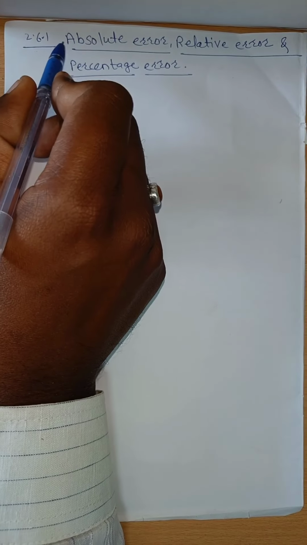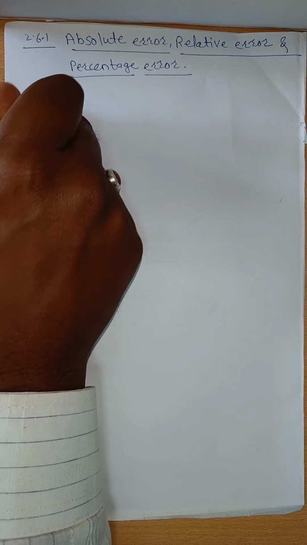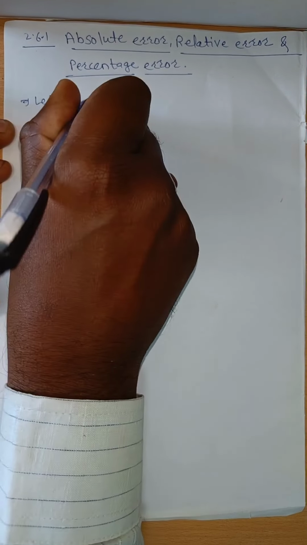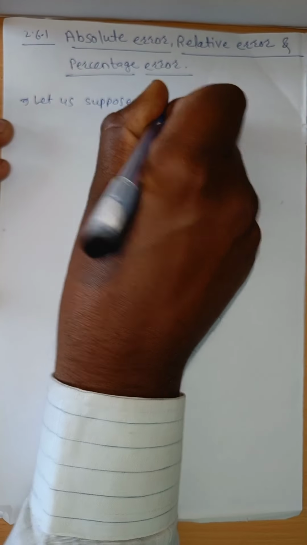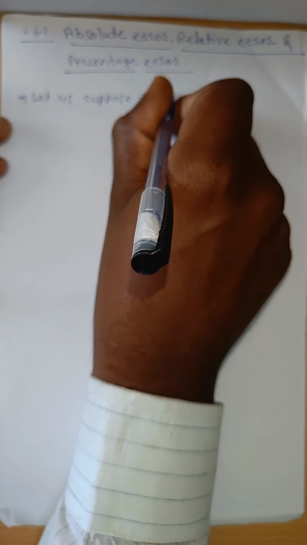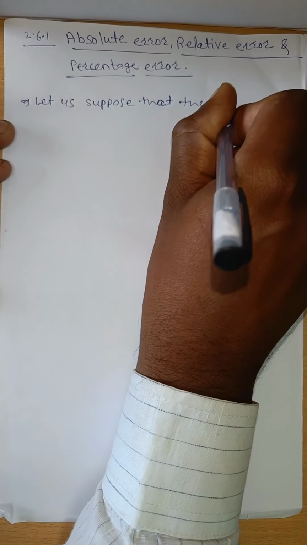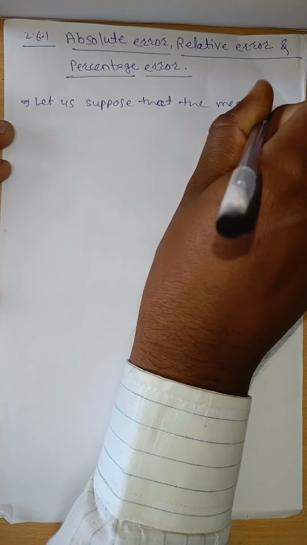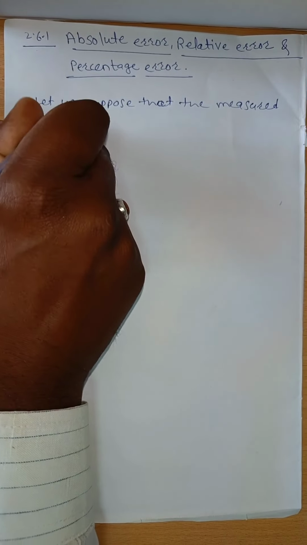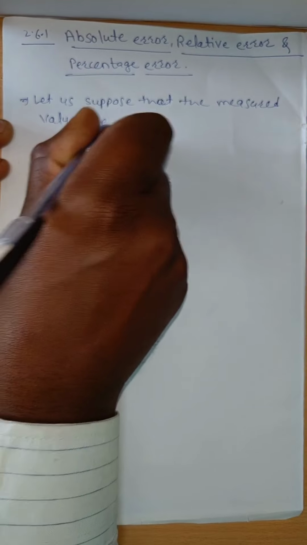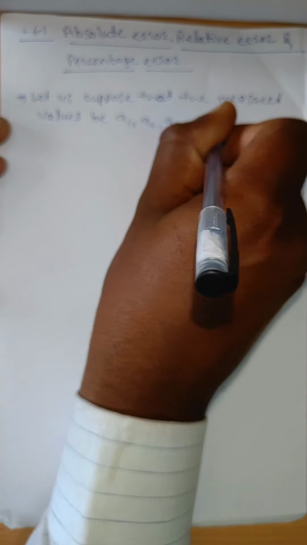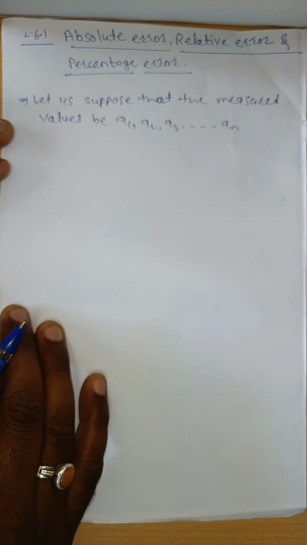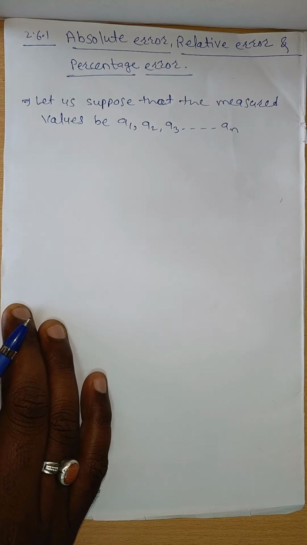Now, first, let us suppose that the measured values are a1, a2, a3, and so on up to an.